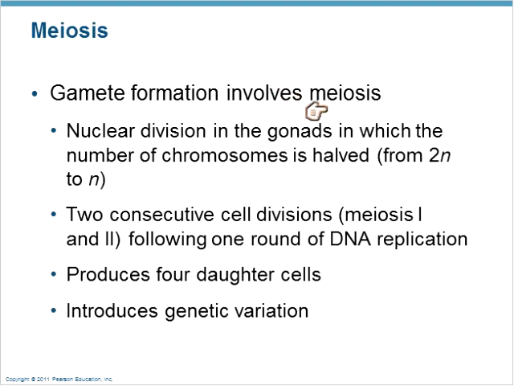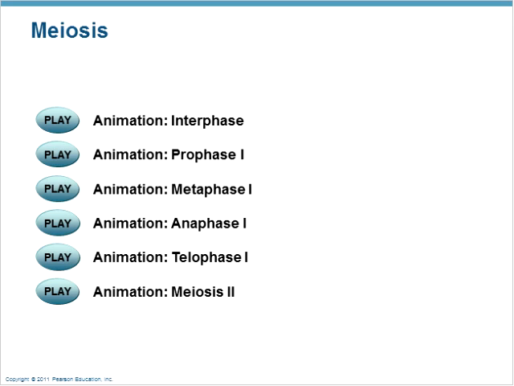The gamete formation involves meiosis. There's a nuclear division of the gonads in which the number of chromosomes is halved from that 46 to 23. 2 consecutive cell divisions, which are meiosis 1 and 2, following one round of DNA replication, produce 4 daughter cells, which introduces that genetic variation because each of those daughter cells can be a little different.